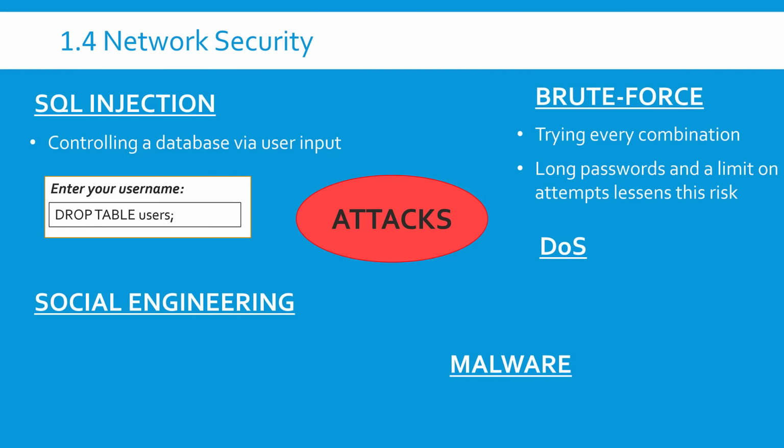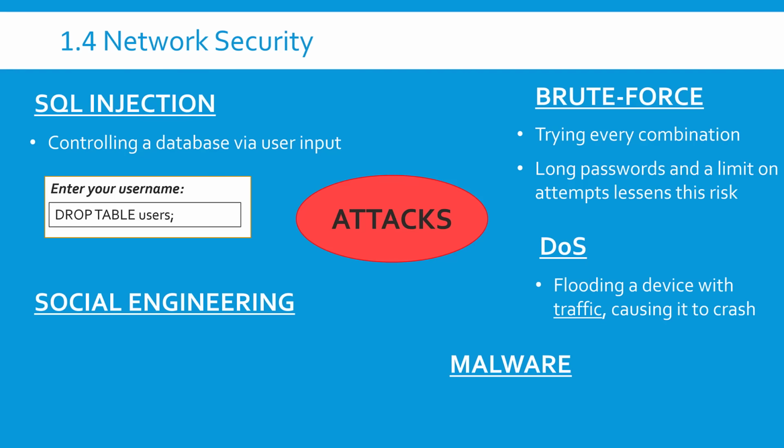Brute force attacks are where the attacker tries every combination of something like a password. You can reduce the effect of this by having longer and more complicated passwords, and having a limit on the number of guesses somebody is allowed to make. A denial of service attack, a DOS attack, is where the attacker tries to deny service to legit users by flooding a device, often a server, with lots and lots of network traffic, causing it to crash, meaning nobody else is able to use it.